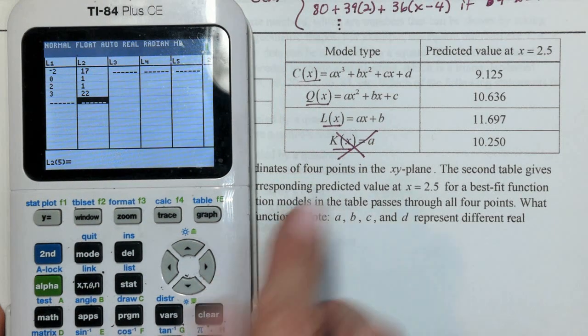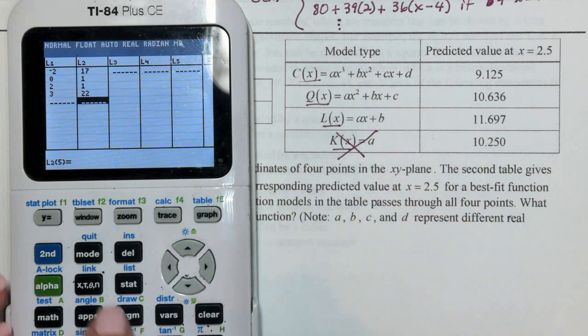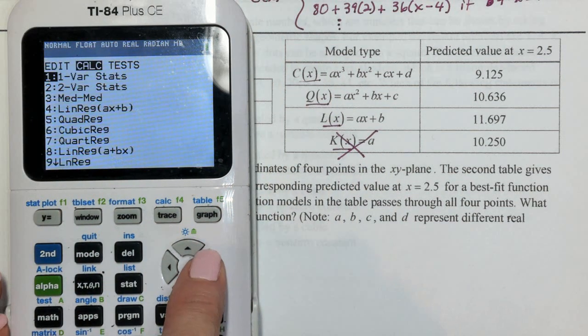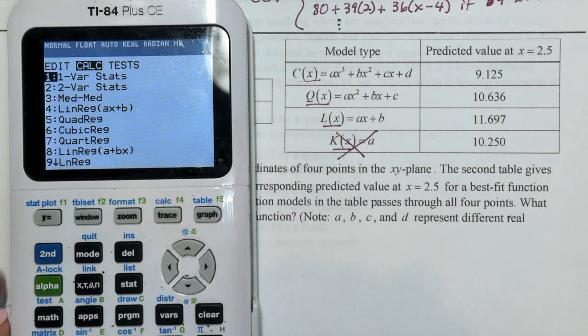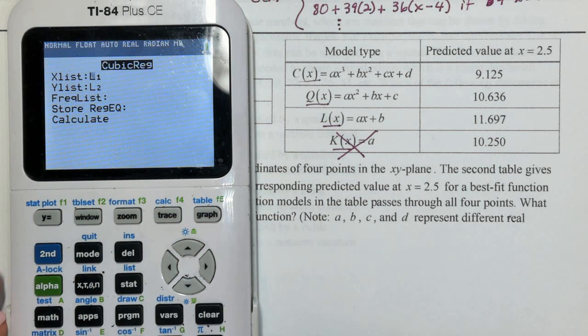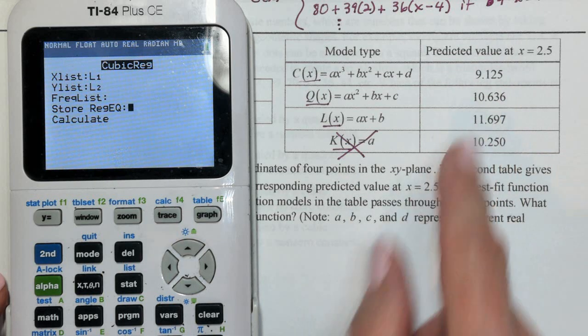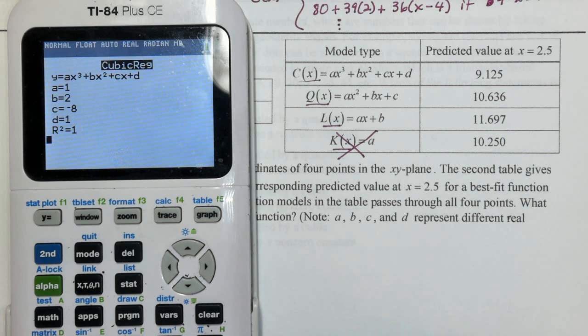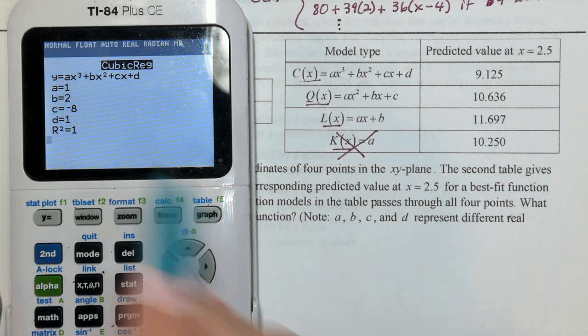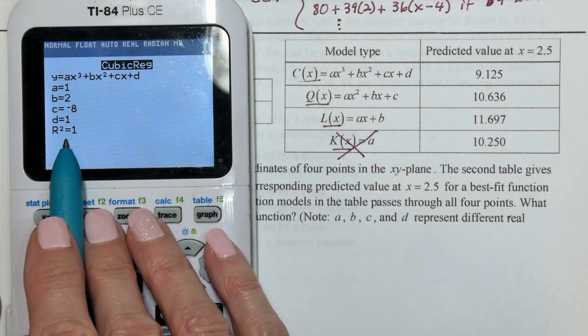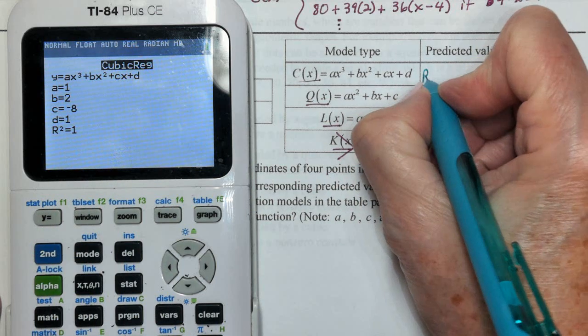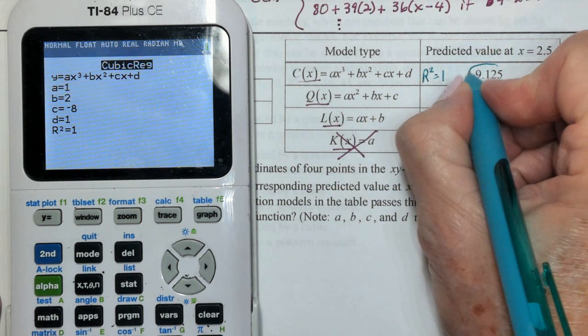So first I'm going to check, I guess I'll check the cubic first. So stat, calc, cubic is number 6. And I don't have to store it because they've already given me the answer. Okay, calculate. Oh, that was lucky. I found the r squared is 1. So r squared here is 1. So I know that this is going to be my answer.